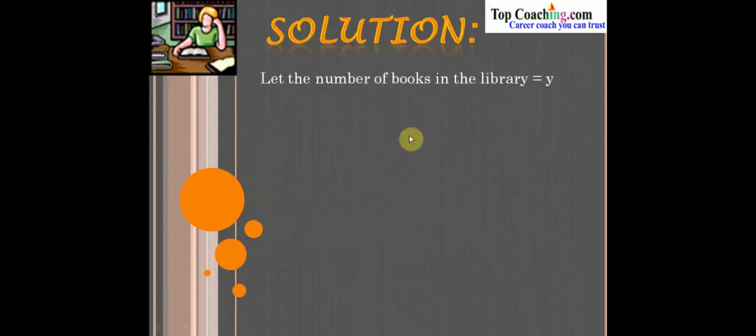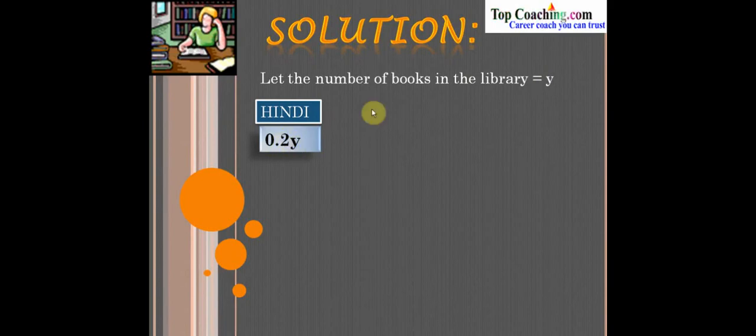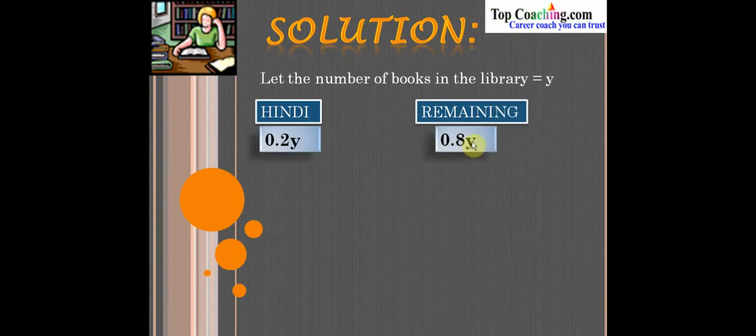Let us say that the number of books in the library is equal to y. So let's assume that the number of books is equal to y, and finally we are going to find out the value of y. The books in Hindi would be equal to 0.2y because the books in Hindi are 20% of y. So the books other than Hindi would be 0.8y. Remaining books would be y minus 0.2y, which is equal to 0.8y.